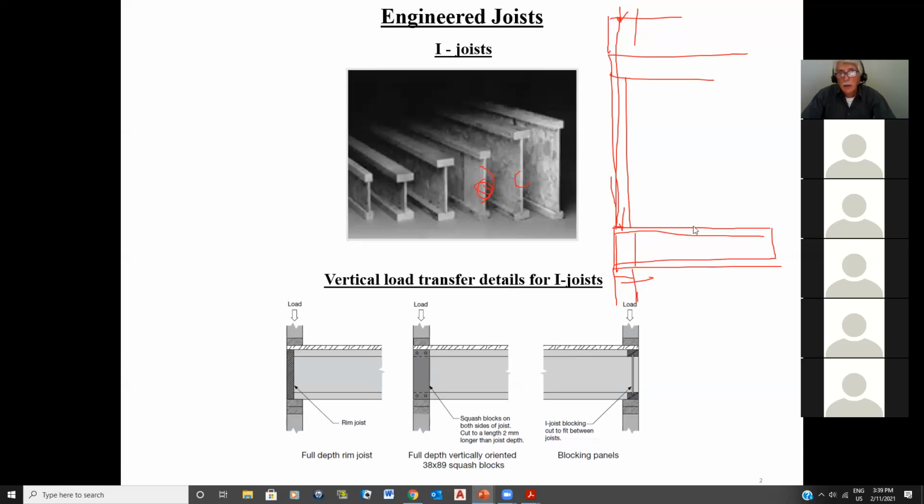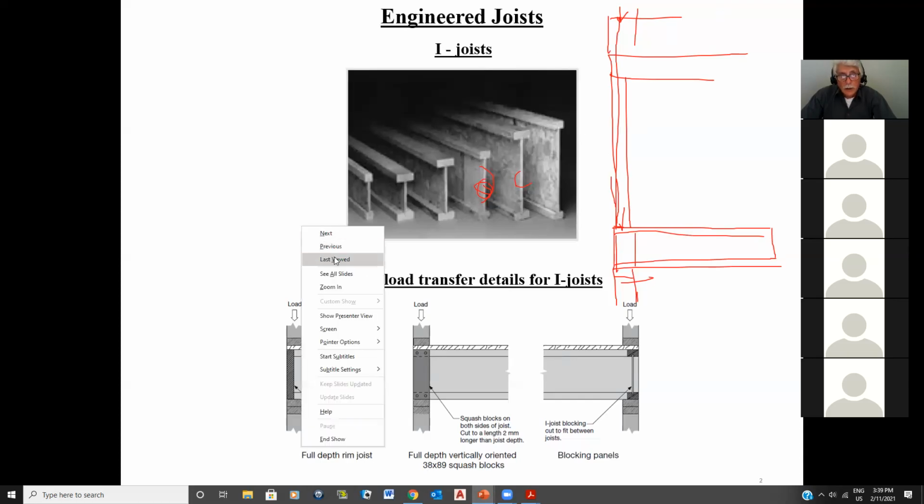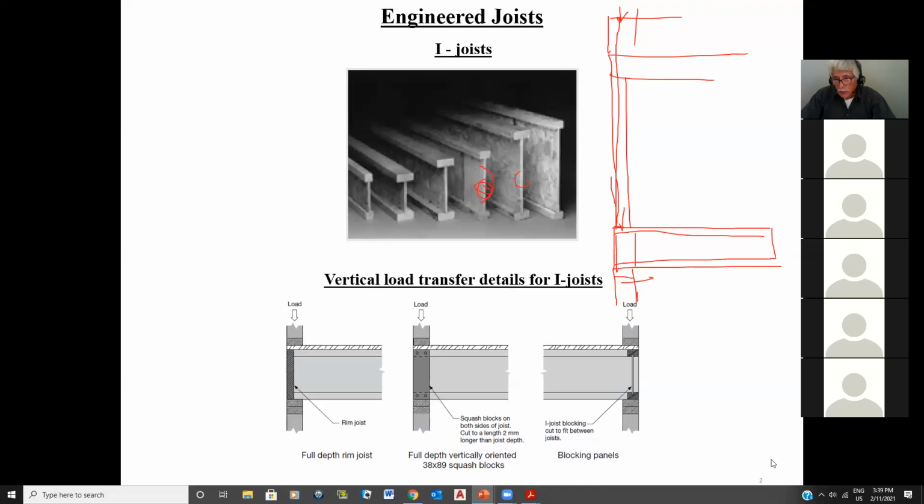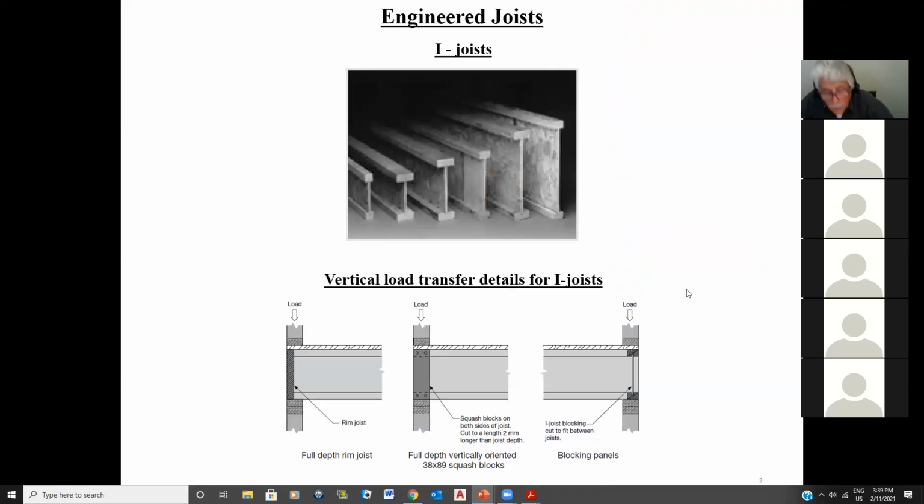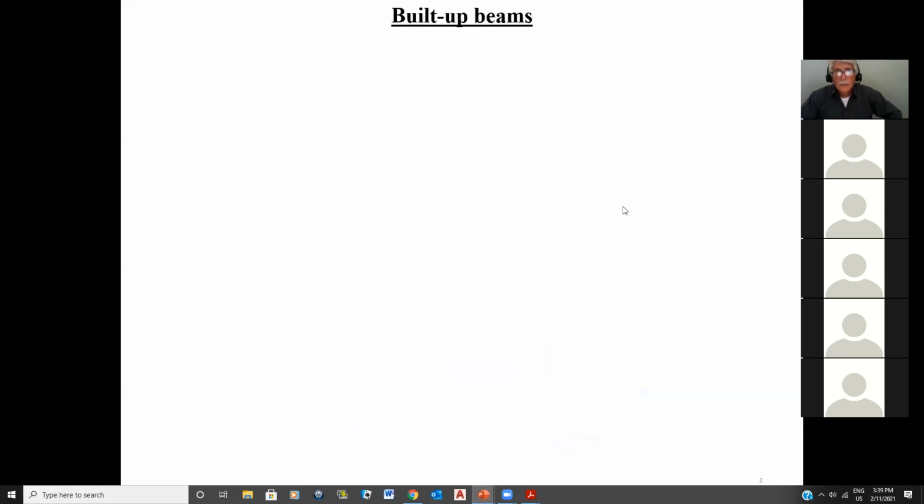Really sad. And that's something that you should always keep in mind. Hold on a second. So that's what I want to say about engineered joists. Very, very important. Like I said, guys, I like to stress things that I know are problematic, instead of giving you a lot of stuff that you might not even come across in your career. So, now built-up beams.